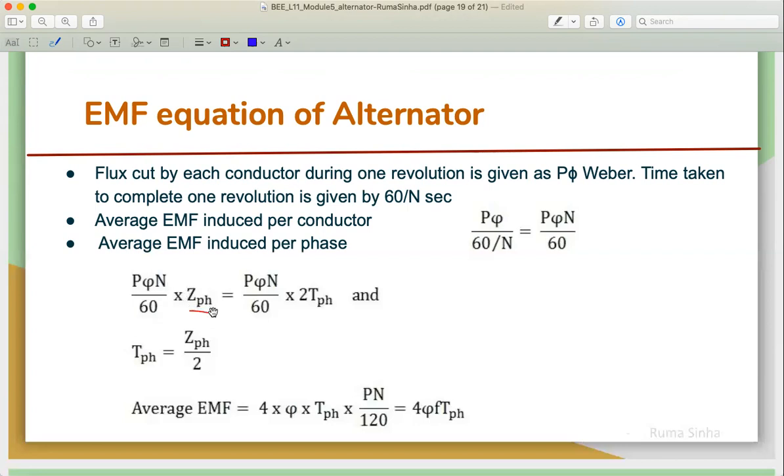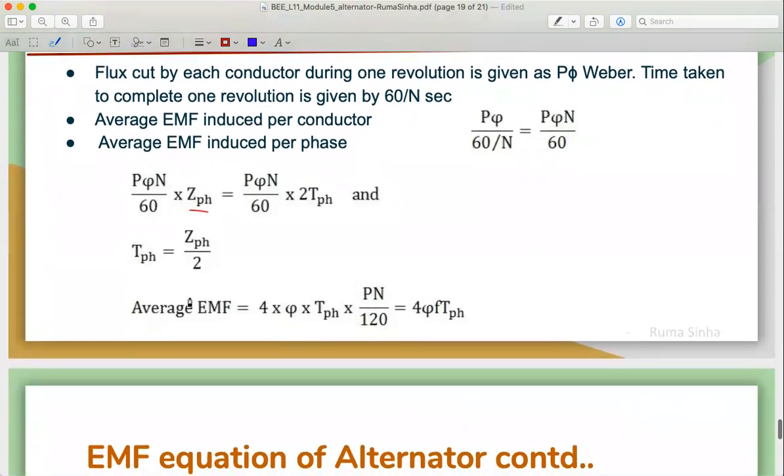Now as we know, two conductors make one turn. So Z phase is equal to 2 into T phase, where T phase is the number of turns per phase. Because two conductors make a turn, Z phase is equal to 2 T phase. Then this is the average induced EMF.